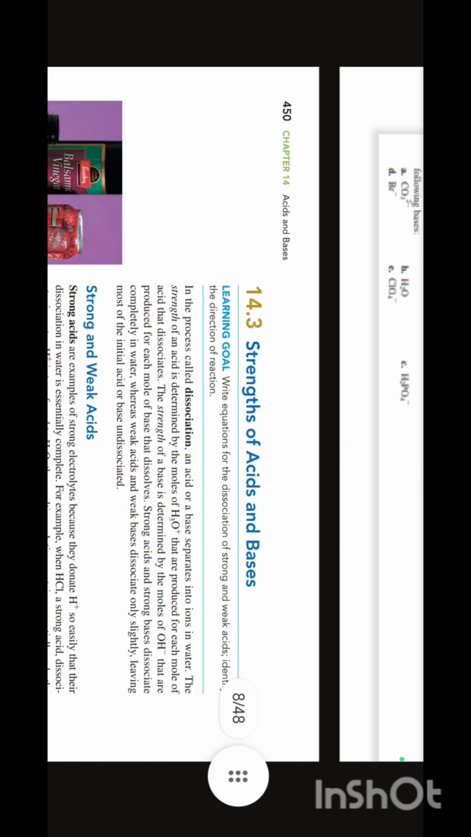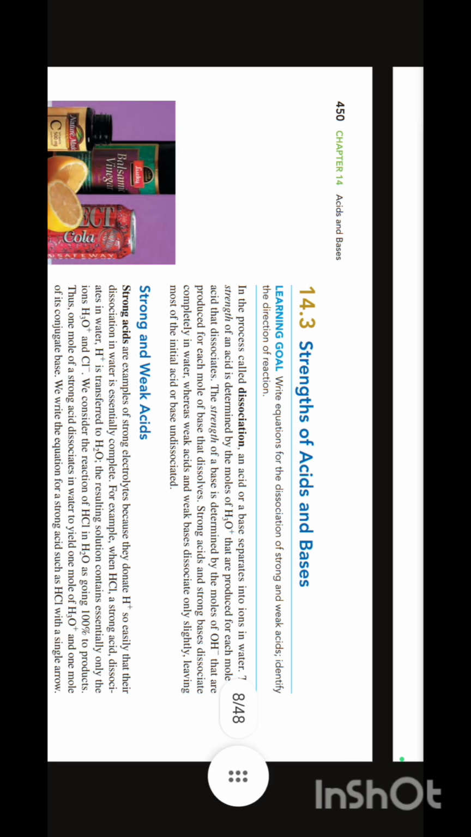Now we will discuss the strength of acids and bases. In the process called dissociation, an acid or a base separates into ions in water. The strength of an acid is determined by the moles of H3O+ that are produced for each mole of acid that dissociates. The strength of a base is determined by the moles of OH- that are produced for each mole of base that dissolves. Strong acids and strong bases dissociate completely in water, whereas weak acids and weak bases dissociate only slightly, leaving most of the initial acid and base undissociated.